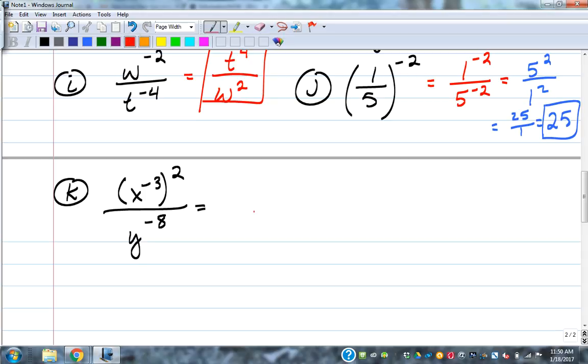So that's going to turn into x to the -6 and y to the -8. And that's a lot like example I. What happens to it? Flip, yeah, you basically just flip it. Y to the 8th, x to the +6, and that's it.